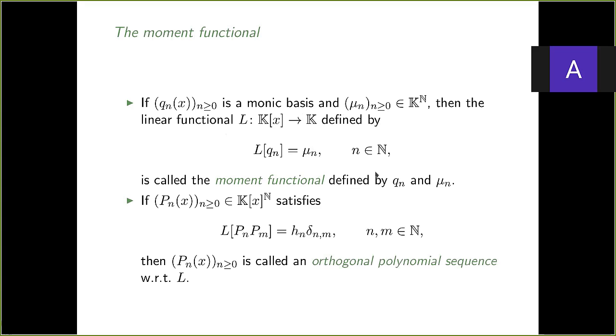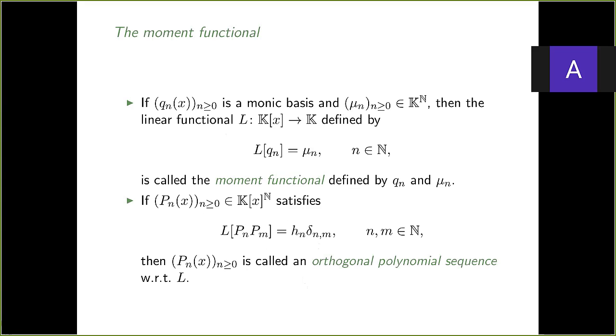And if I have a family of polynomials such that applying this functional to the product is non-zero only if n is equal to m, then this sequence of polynomials is called orthogonal with respect to this moment functional.